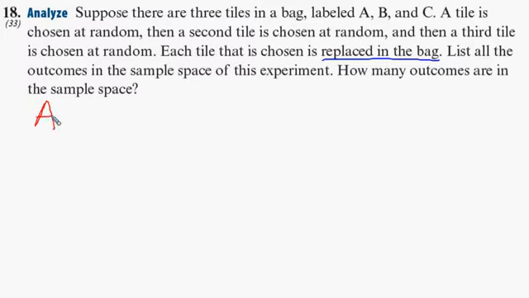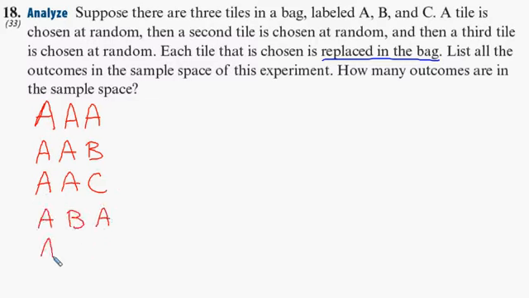choose A, then the A tile goes back, and then you could have A, right? Okay, then you could have A, B. You could have A, C. You could have A, B, A. Then you could have A, C, A, and so on. So how do we know how many choices we could potentially have?